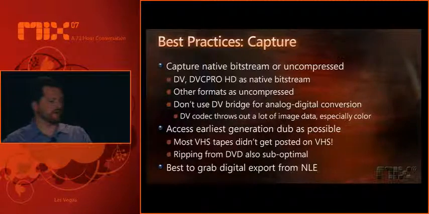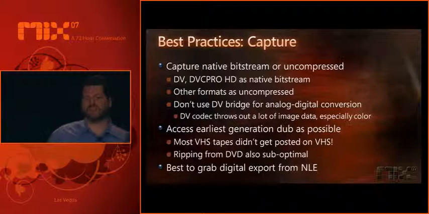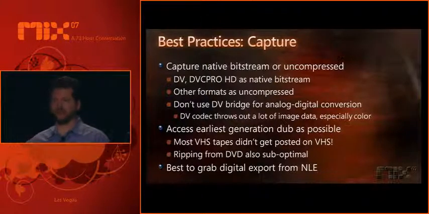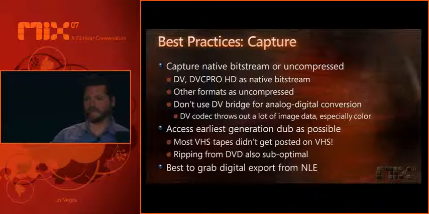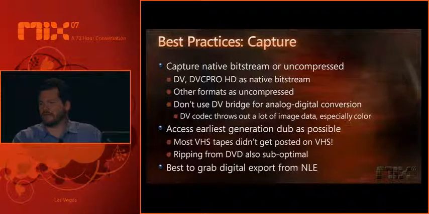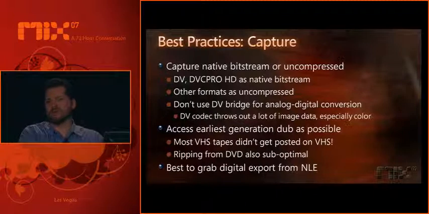You want to grab the earliest generation dub possible. I see way too much stuff that's clearly sourced off VHS, but it was content that wasn't posted on VHS. No one posted a VHS tape, but that's all that someone had lying around. Or they had just the DVD and ripped it to post, but the DVD was already compressed and might have had its own problems as well. Anytime you can go back earlier in the generation chain to a Digibeta tape or a D5 tape or even a mini DV tape, whatever was the earliest generation final version of that project, that's going to be great.